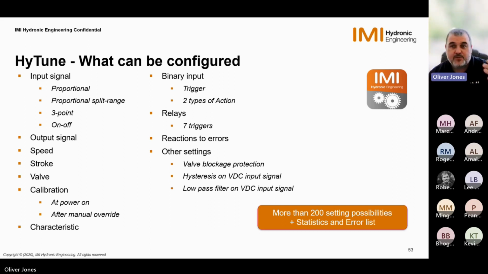We also have an error list, so we can actually see the last 10 errors through the actuator itself. This is cyclic, so as a new error comes in, the oldest one drops off, but it will give you a list of errors that it's seen within the last 10. We can also output that as a PDF through the app itself, so you could send those to us and we could review if there's something wrong with the settings, or if there's something wrong with the actuator. We could review all of the settings that are placed across the actuator itself.